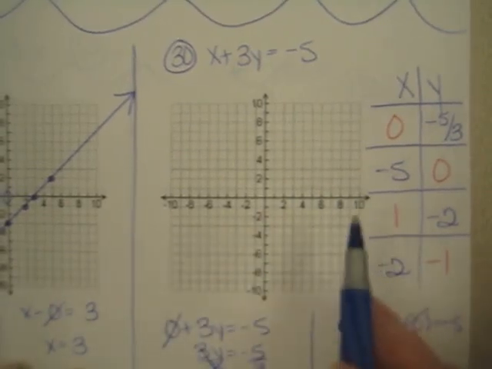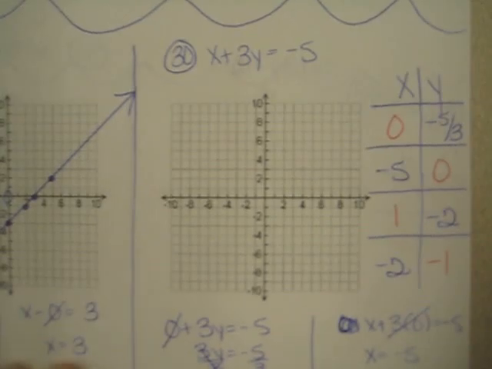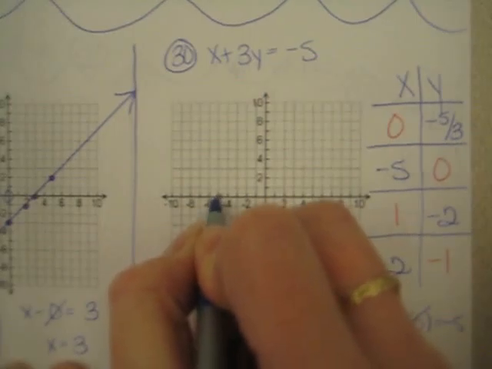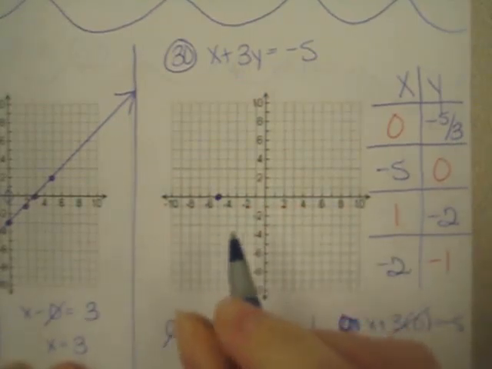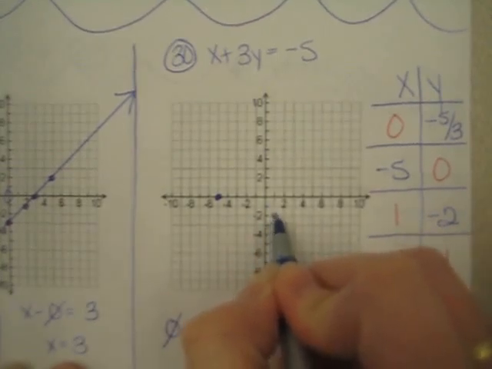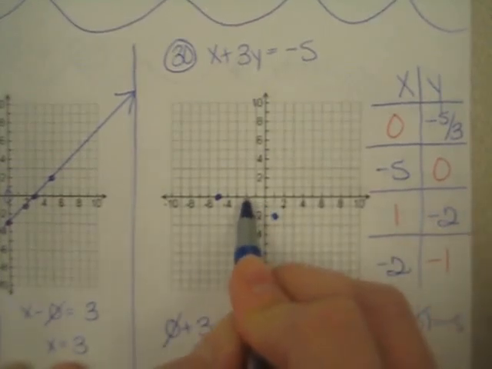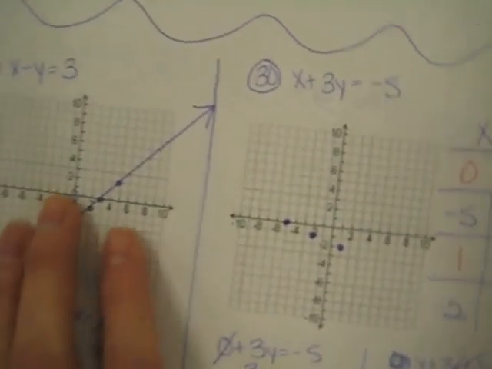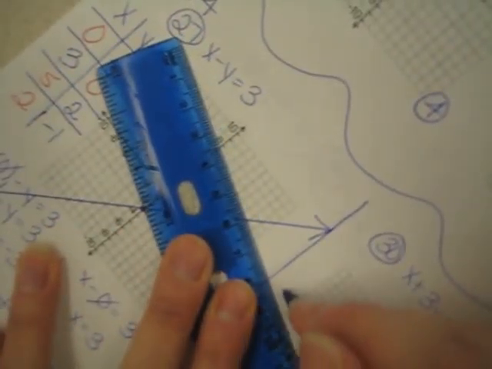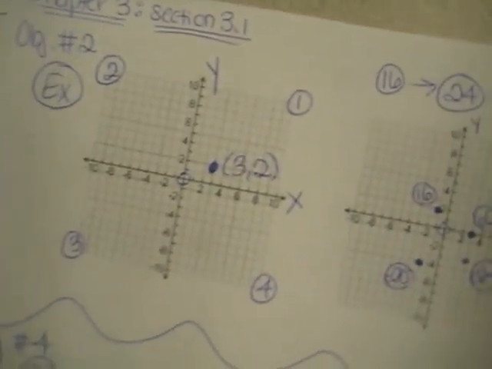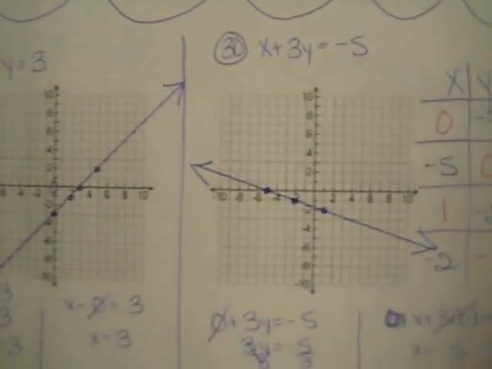All right, so let's try. We're only going to graph the bottom 3 coordinate points. So I have negative 5 is my x, 0 is my y, 1 is my x, negative 2 is my y, negative 2 is my x, negative 1 is my y. All right, so there are my 3 points. I take my straight edge. I connect them as best I can. And there is number 30.